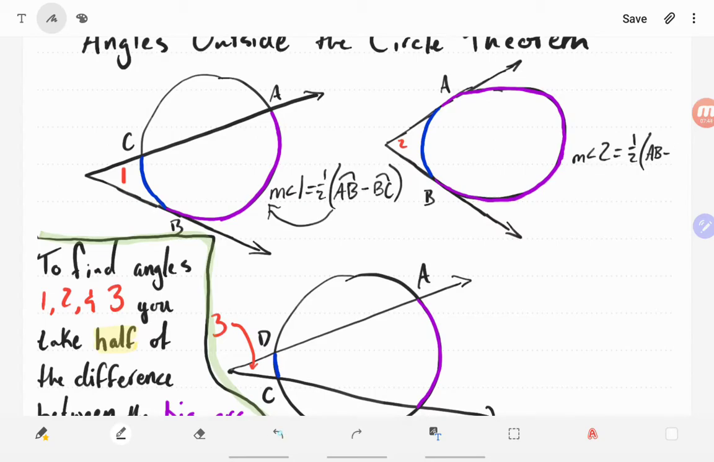Actually, what I need to do here is I need to throw another little point over here so that we have a major arc. I'll throw C there. I'm going to do 1/2 of ACB, right, that major arc, and I'm subtracting, you know what, I might as well just write this on the lower part. Struggling a little bit, but that's all right. The measure of angle 2 is going to be equal to 1/2 of major arc ACB minus minor arc AB.